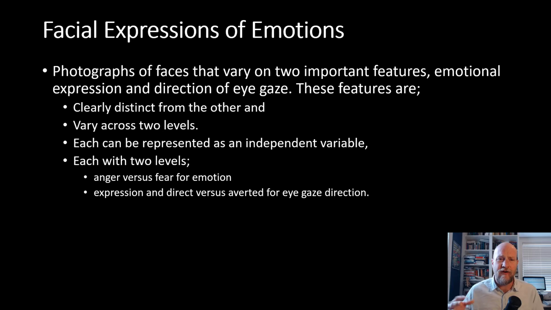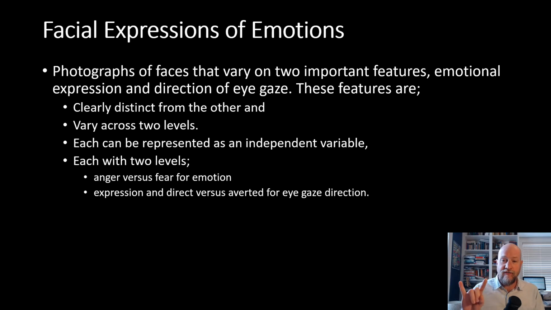And they argue that it can vary across two basic levels, and that each of them can then be represented as an independent variable. So we now have two independent variables in hand that we want to talk about and examine in the form of an experiment. We want to see how both of these things potentially have a causal impact on the dependent variable.